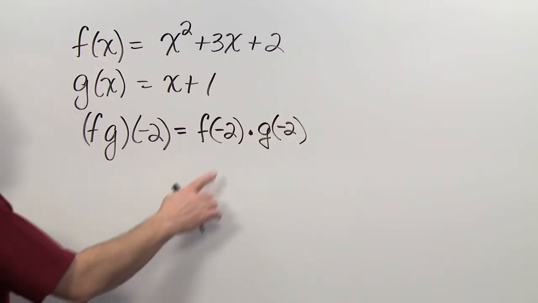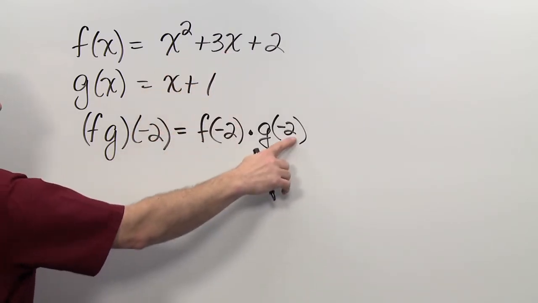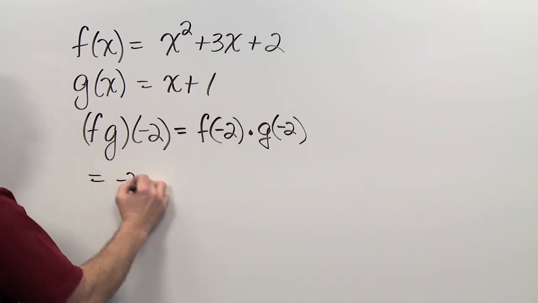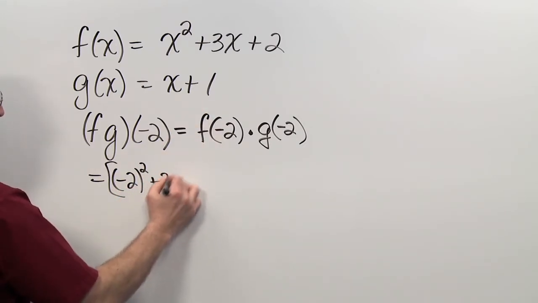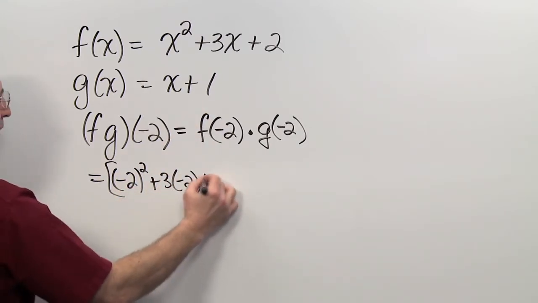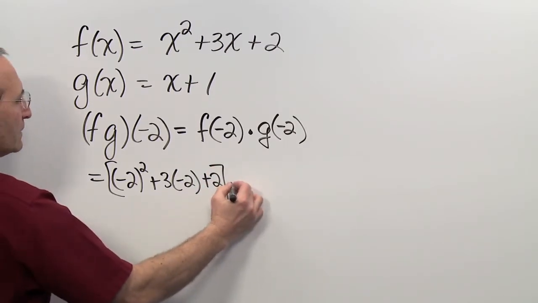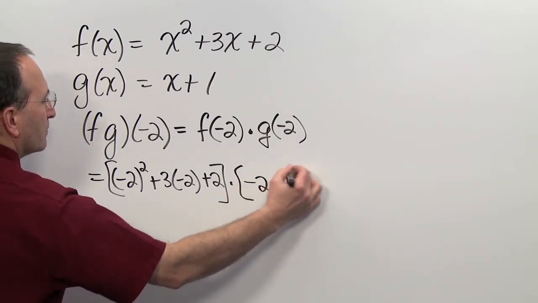And then we substitute negative 2 in place of the x in f and negative 2 in place of x in the g. So we would have negative 2 quantity squared plus 3 times negative 2 plus 2. And that's f of negative 2. Then we multiply that times g of negative 2, which would be negative 2 plus 1.